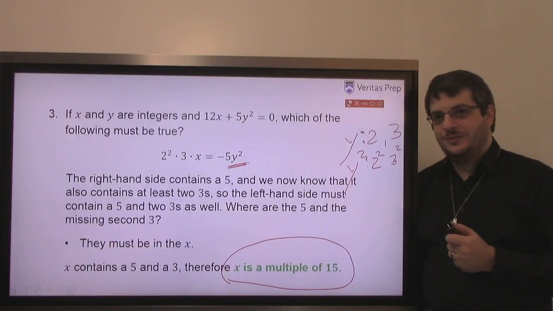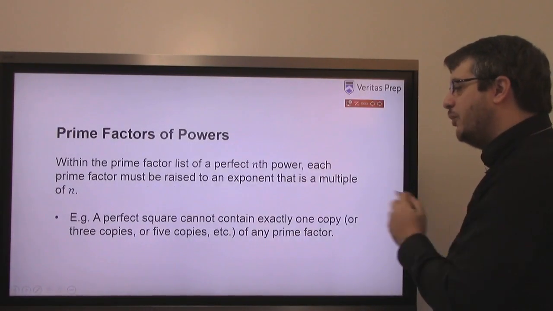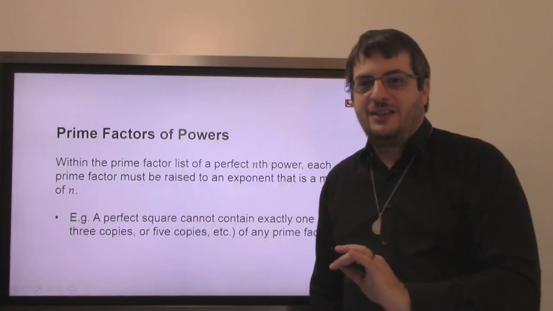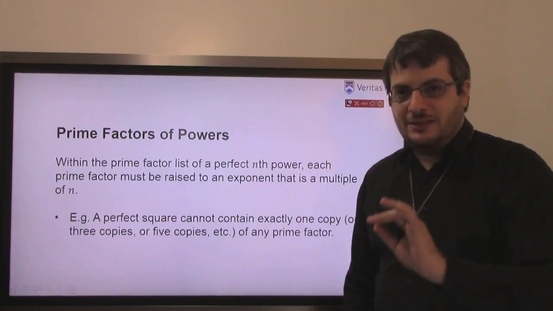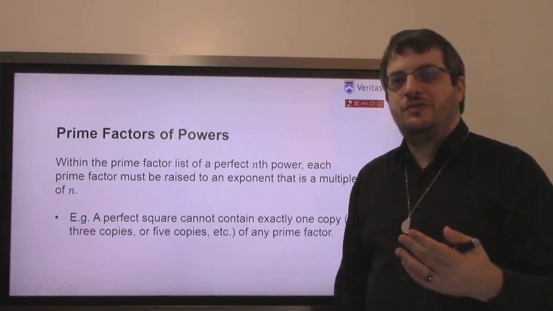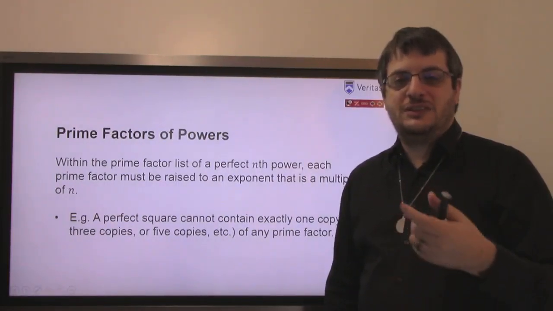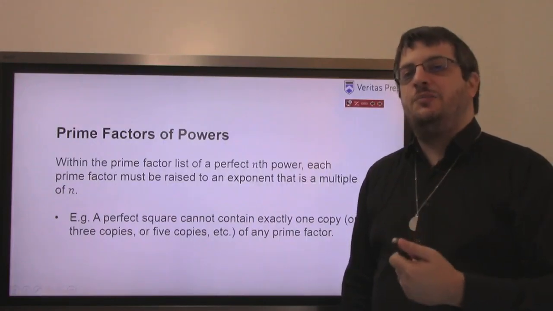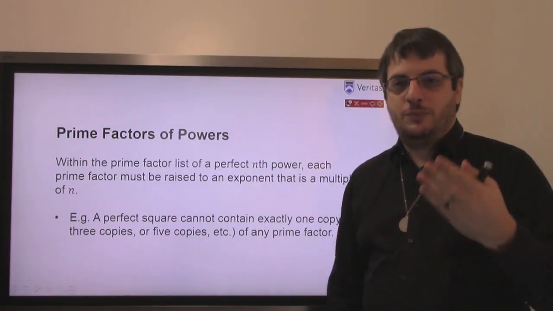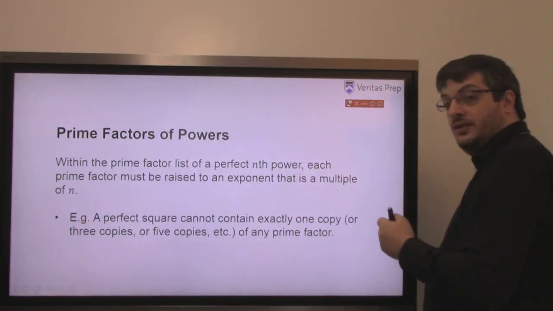Okay, good. Let's continue. I got so many problems. I'm just going to keep doing them. But one thing we did learn here is if you have a perfect square, you can't contain exactly 1 3. You can't contain exactly 1 2. Perfect square must have 2 of each, or 4 of each, or 6 of each. Perfect cube must have 3 of each, or 6 of each, or 9 of each. A perfect nth power must contain each of its prime factors in multiples of n. And that was important for this last problem, and may be important going forward as well.